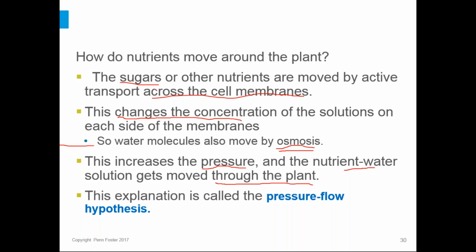Okay, so by moving the sugar across the membranes, we changed the concentration, which made osmosis happen, and that moved all the water inside, so now there's high pressure. So this whole explanation, when you put it together, is called the pressure flow hypothesis. And that's the best explanation we have for how nutrients and water get to be moved around the plant.